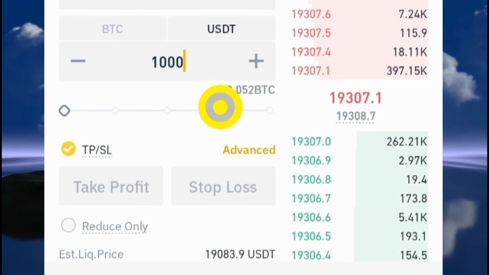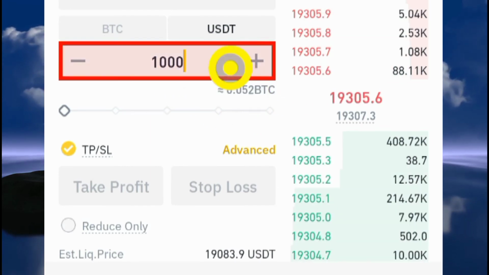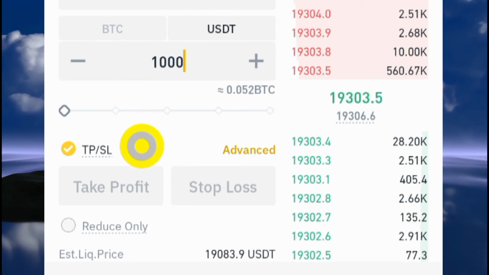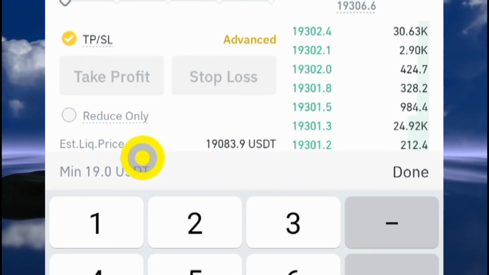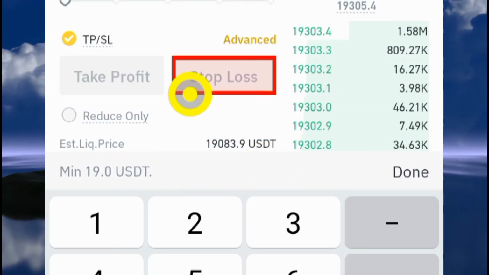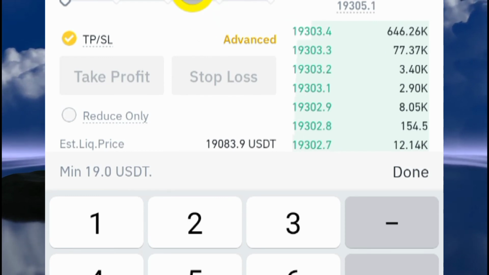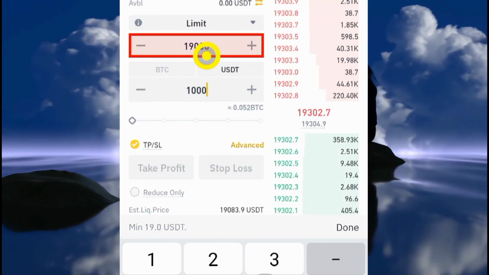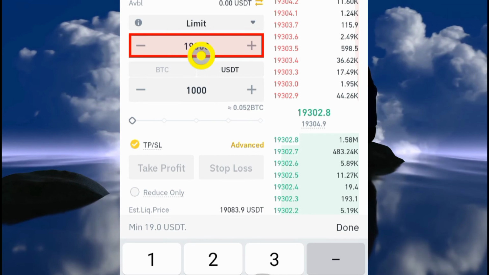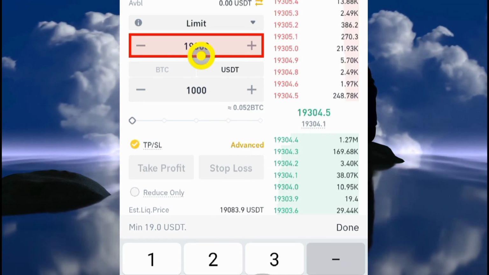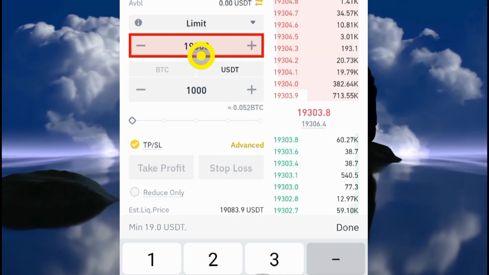So once the price hits $19,000, your order is going to be filled and it's going to be displayed somewhere down here. You're going to see that your order has been filled. Again, it's important to note that you can't just come here and put any price you have. This information has to come from technical analysis.